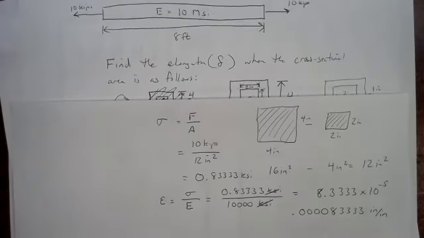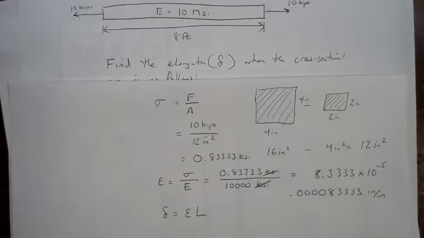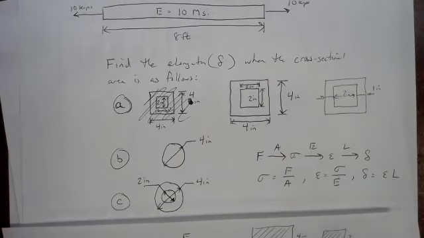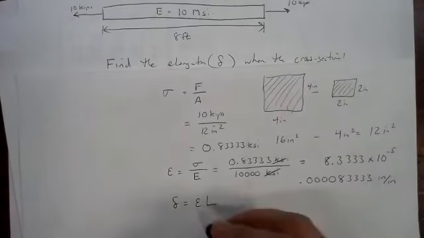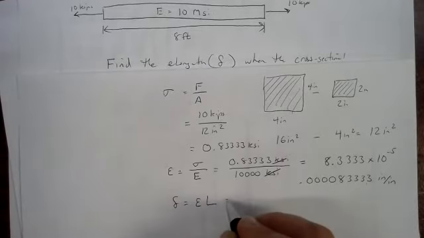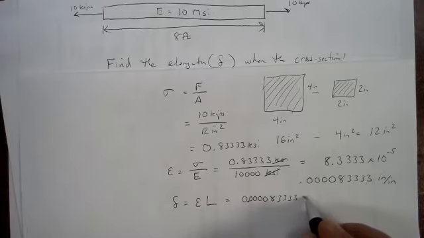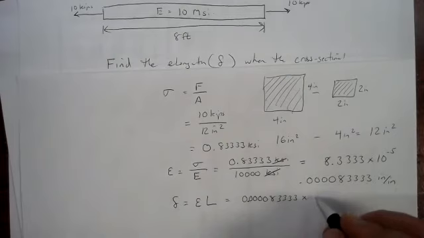Now, to figure out the elongation, it is the strain times the length. The strain tells us how much each unit of length grows. The length tells us how many units of length we've got. So here we've got 0.0000833333. That's inches per inch or foot per foot. It'll take on whatever units of length you plug in.